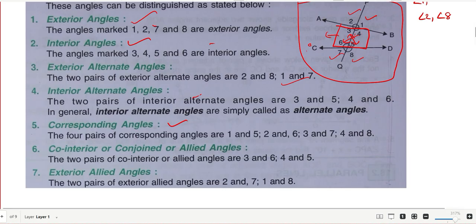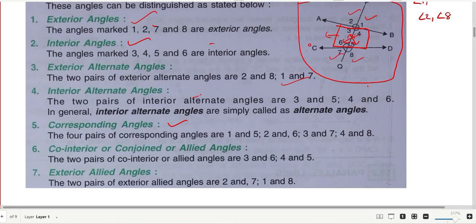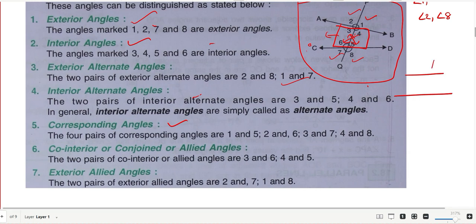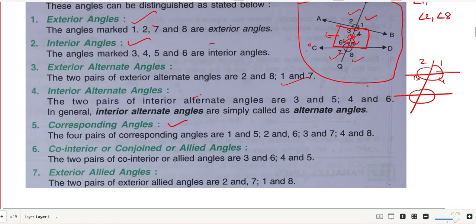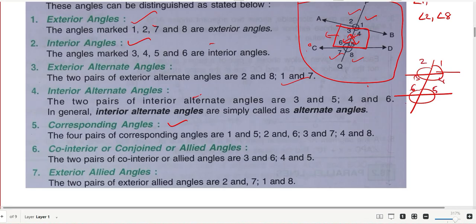Okay, so here if you see this diagram, we have marked the angles as 1, 2, 3, 4, and this is 5, 6, 7, and 8. So, what is the first angle for the first line? This is the first line, this is the second line, and this is the first angle for the first line. The first angle for the second line is what? 5. So, these two are corresponding angles.